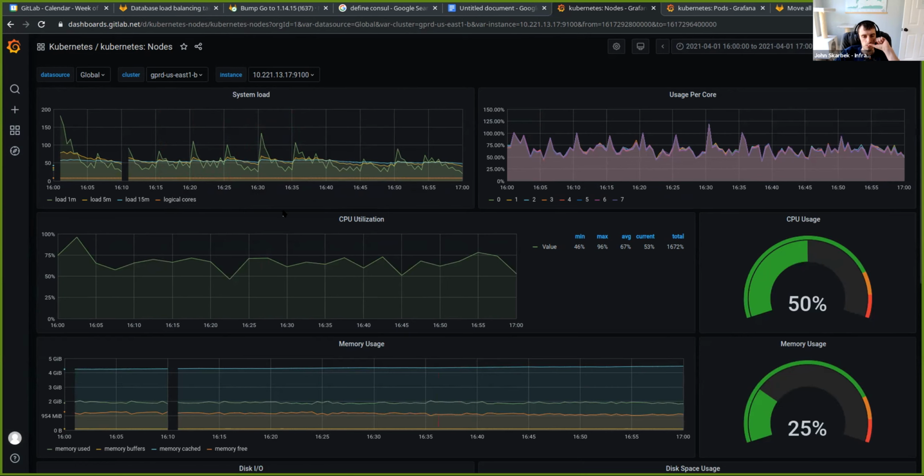What I would love to know is if we have a dashboard that tells me all the resources that are on a specific node. Looks like we do.